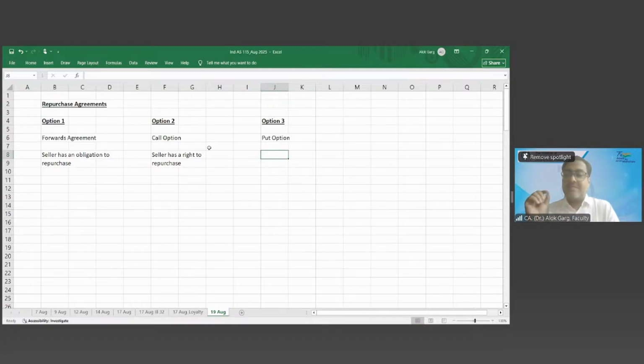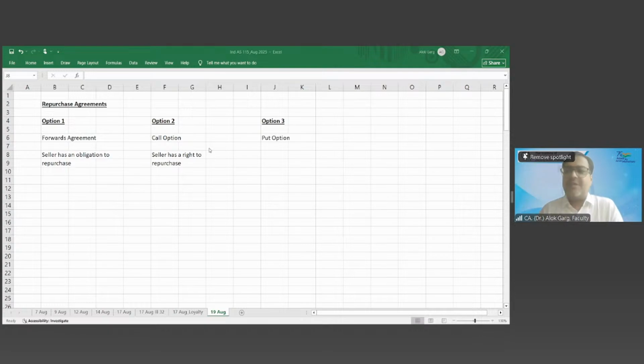So this seller has an obligation to repurchase at the wish of the customer. Here the customer has a right to sell. Means if the customer wants to sell, it can sell, and then the entity can purchase.